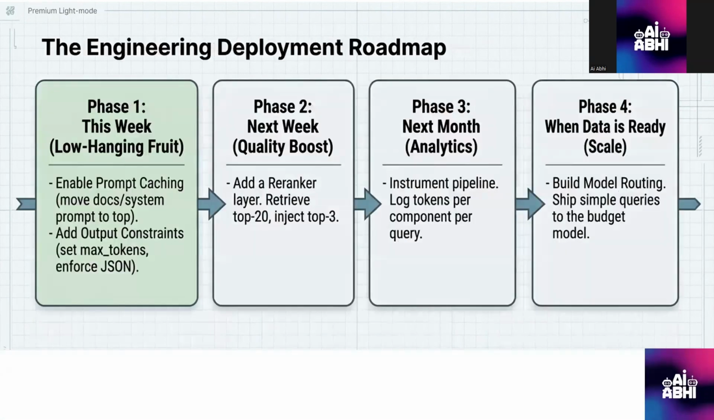So the 5-point action plan is as follows. This week, enable prompt caching. Restructure your prompt so stable content like system prompt and docs come first. This unlocks 60 to 90% savings on repeat calls. And this week, also add output constraints to every API call. Set max tokens, add a length instruction, request JSON where possible.